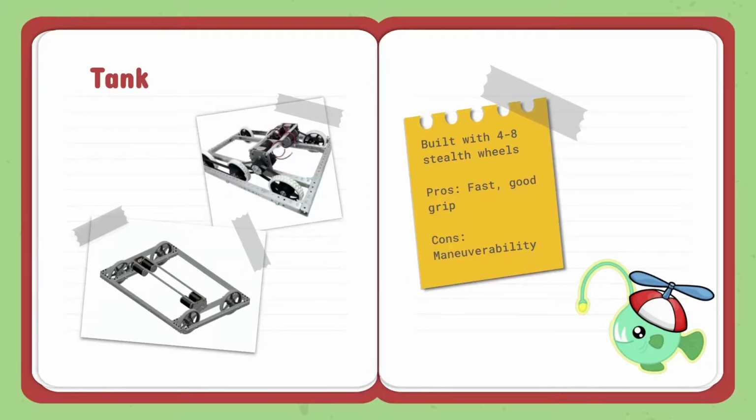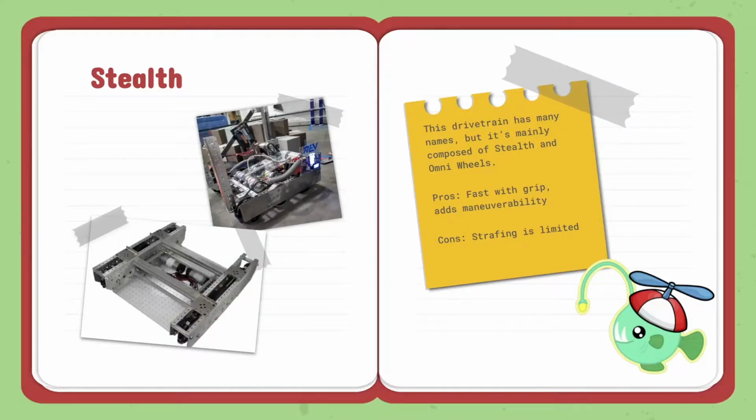All right, so tank. Tank is built with 4 to 8 stealth wheels. The great thing about them is that they're fast and they give us great grip when we're driving. However, the con with them is that they are not great at maneuvering. The second one is stealth. This drivetrain has many wheels, and they're fast with grip, and it adds maneuverability that tank drive does not. But if you want to strafe with them, it's pretty limited.